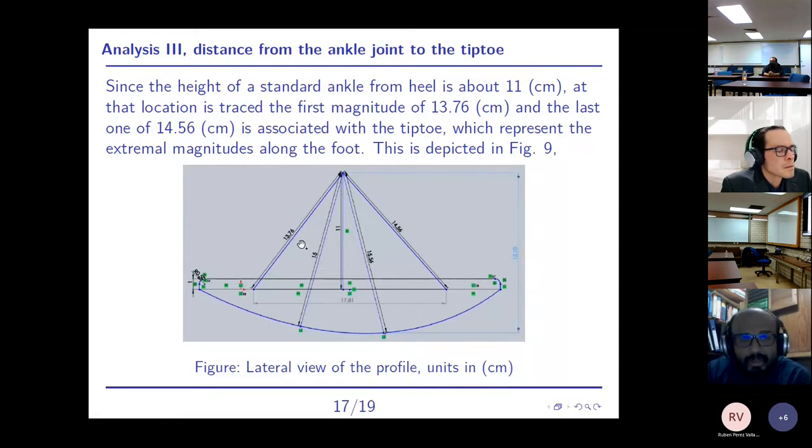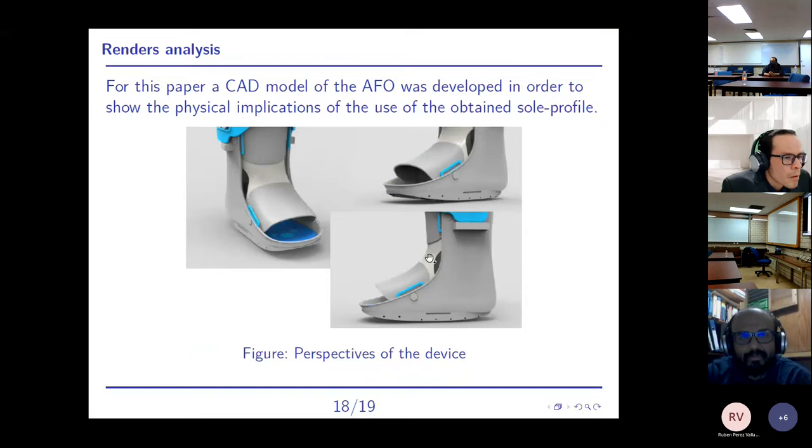From this analysis, we can find that there are other measures like we can see here. So from these three analyses using the kinematic performance, considering the human walking locomotion, we are going to generate a CAD model in order to manufacture it in another time, in the future.